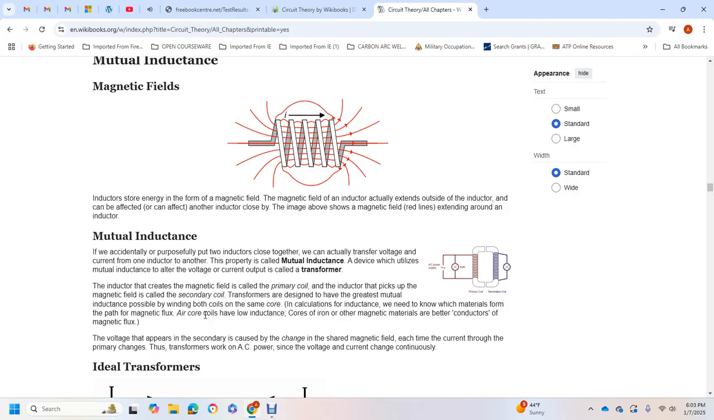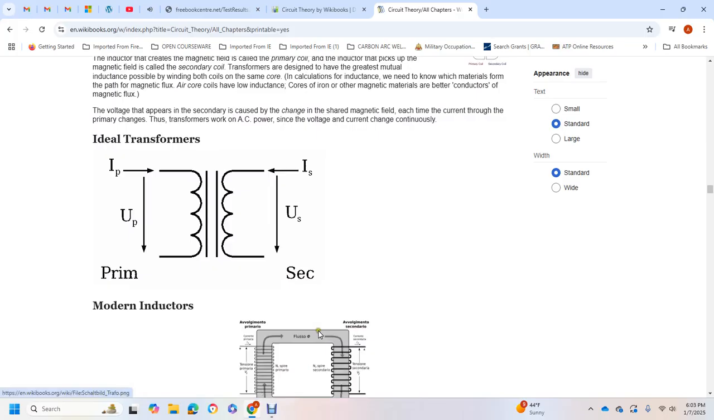In the inductance calculations, we now have the material that forms the path of the magnetic flux. Air core coils have low inductance. Cores of iron and other magnetic materials are better conductors of magnetic flux. The voltage appears in the secondary coil with the change of the shared magnetic field each time the current through the primary changes. Transformers work with AC power, since the voltage and current change continuously.